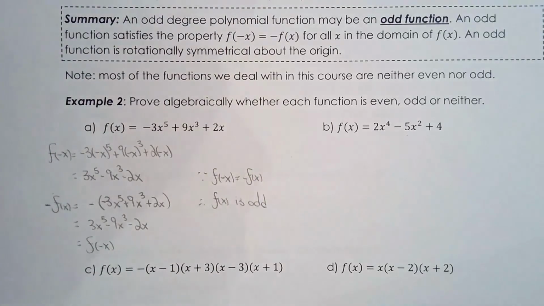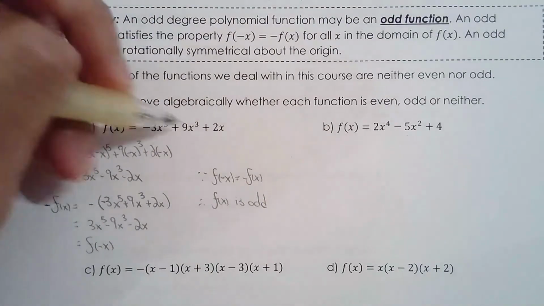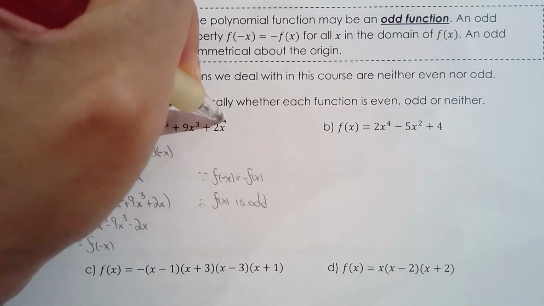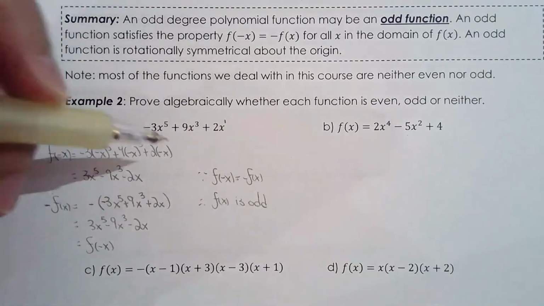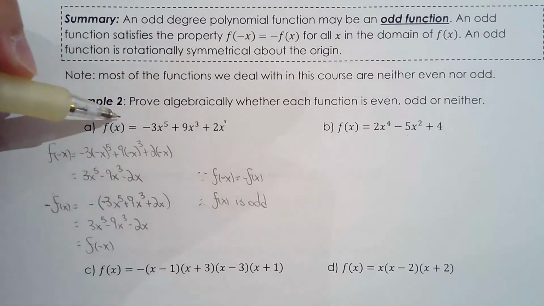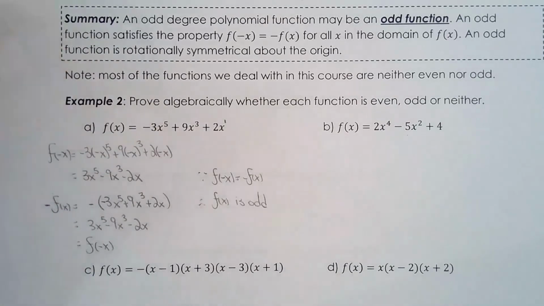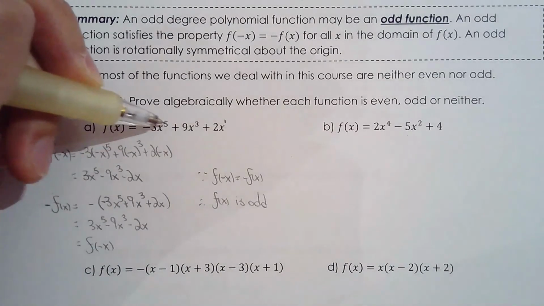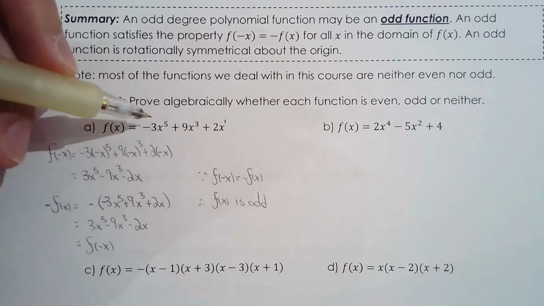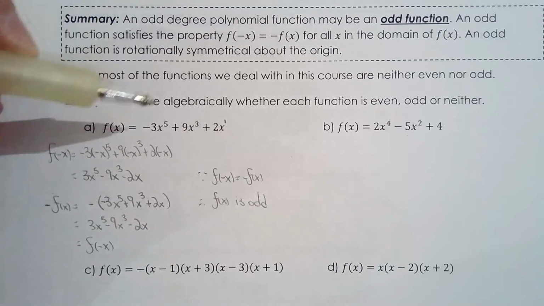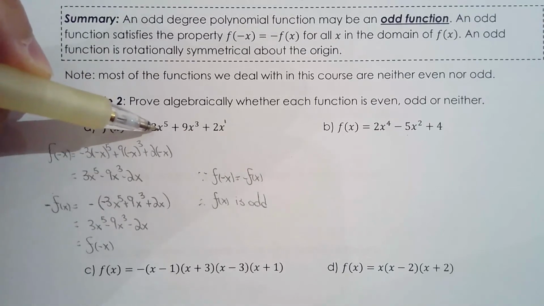Now, how did I know right off the bat it's odd? Because this is a polynomial in standard form, all the exponents are odd, and there's no constant term. If all the exponents are odd and there's no constant term, then I know that this function is going to be odd. It makes sense based on your knowledge of powers from grade 9, because all the signs of the terms will switch from positive to negative or negative to positive, because now the base is negative and it's an odd exponent.